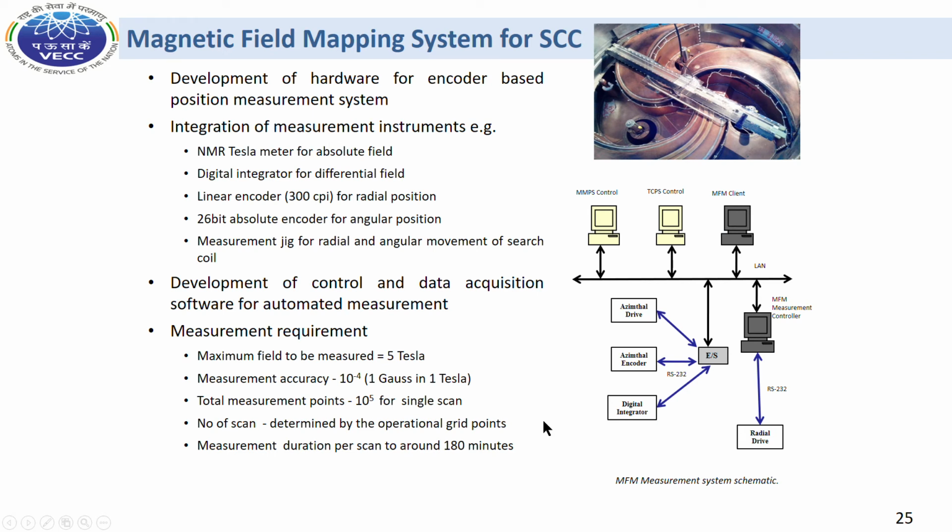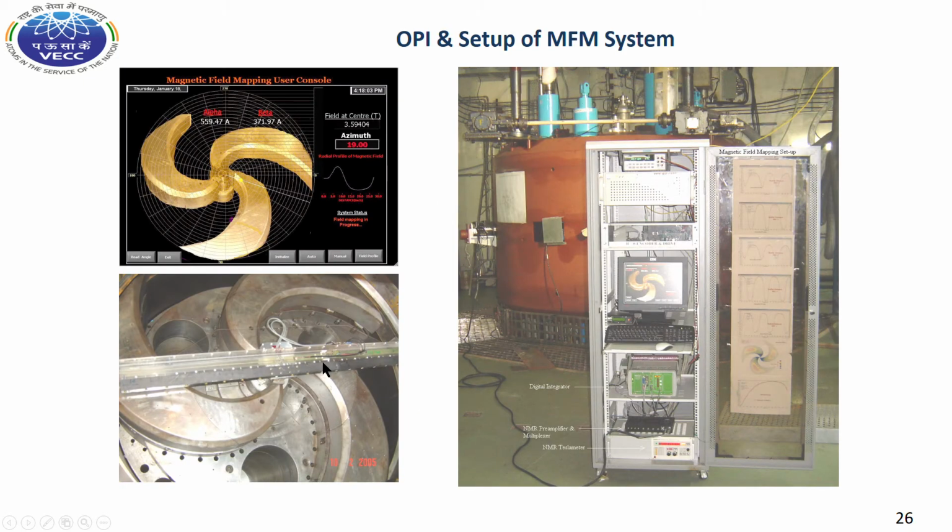This slide shows the different instruments used, like Tesla meter, digital integrator, linear encoder, absolute encoder, and their stringent measurement range and accuracy is given here. The total system setup is shown here. It shows the search coil movement on the pole tip, and this is the rack where all instruments have been kept.